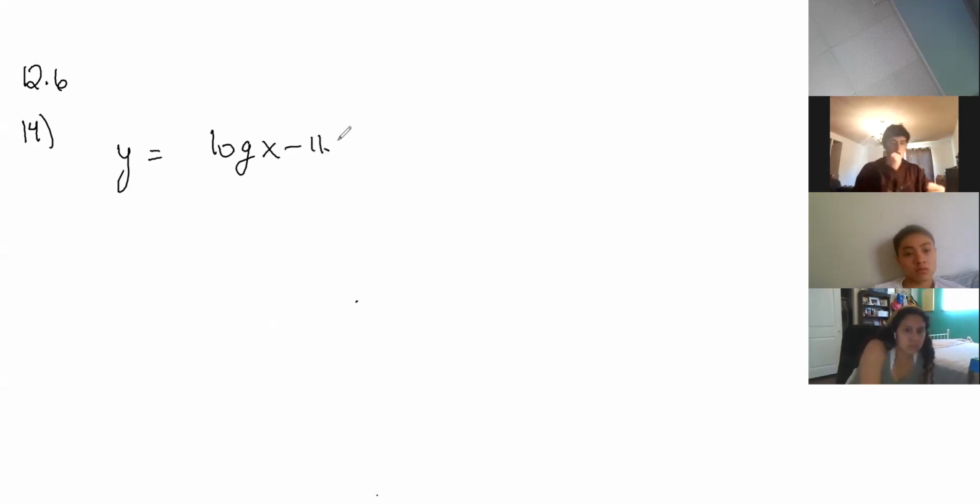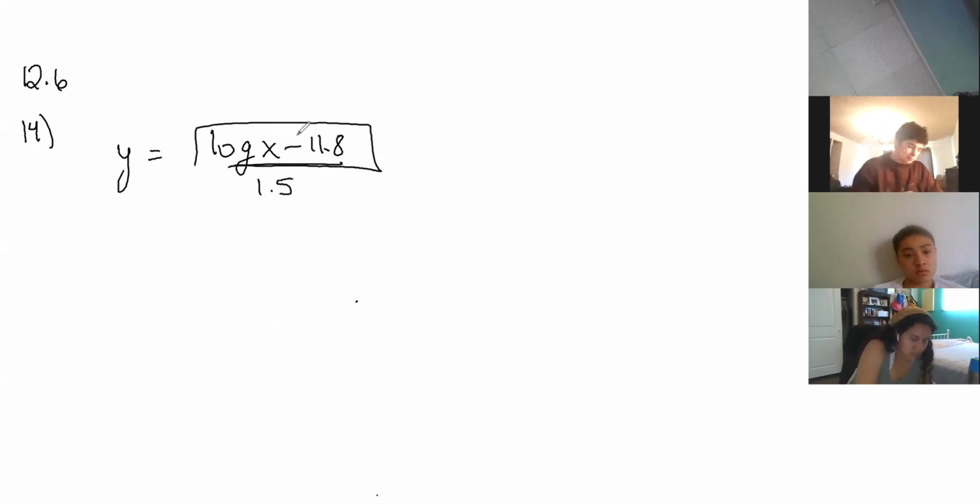Okay, so from lesson 12.6, I'm going to go over number 14, which is a similar type of problem. The work is not exactly the same, but it's a solve for x in terms of y. All right, to get this log piece by itself, what would I do first?